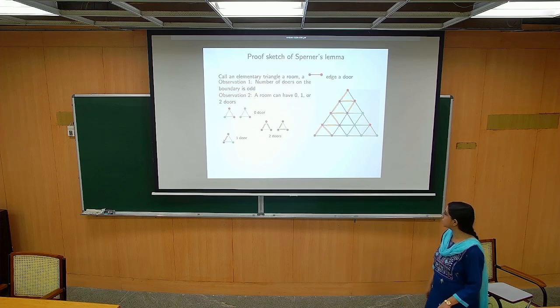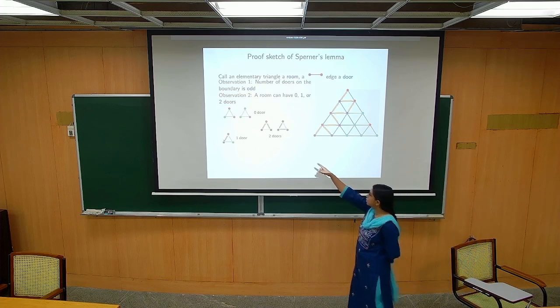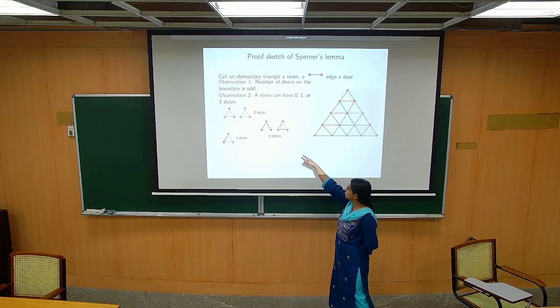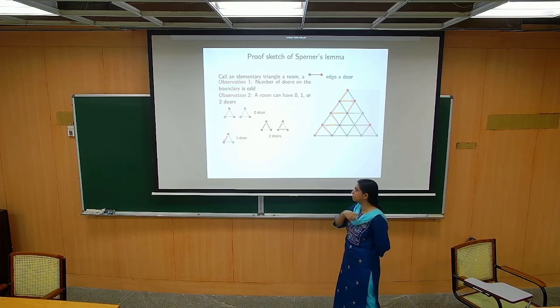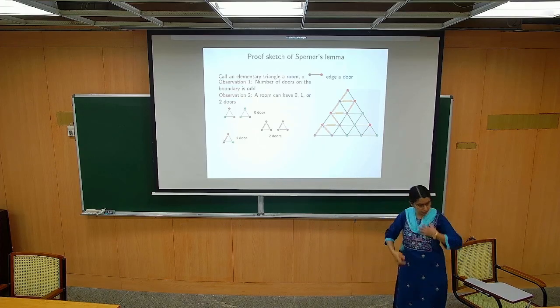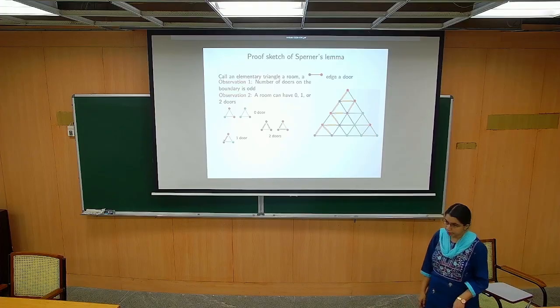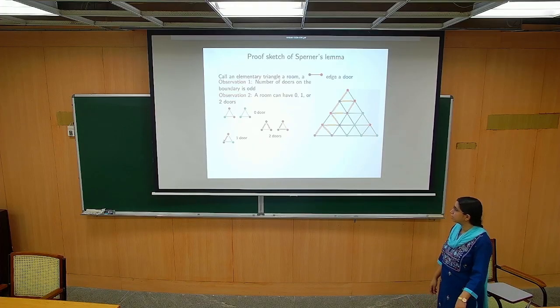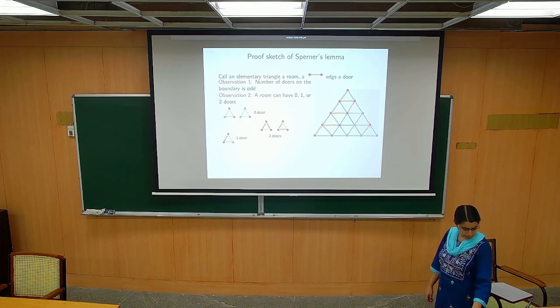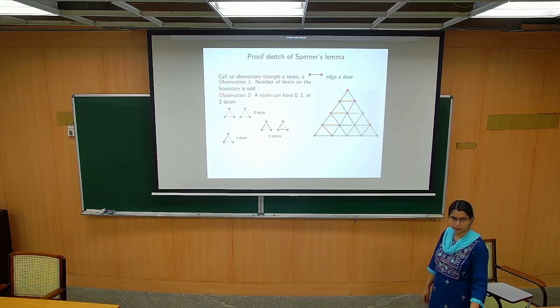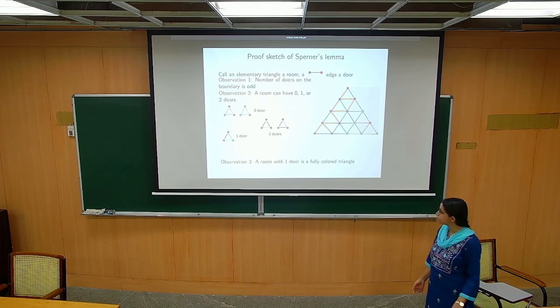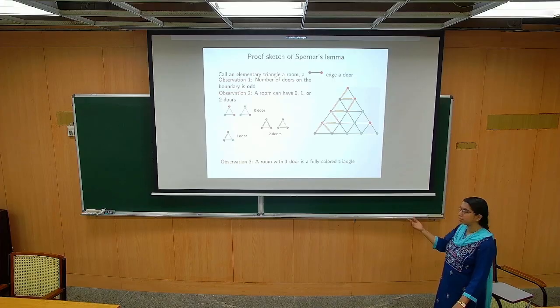Now here are some examples. So these are elementary triangles which have 0 doors. These have 2 and this one has 1. So as we see here, if we find an elementary triangle which has only 1 door, then that is the triangle that we want. So we have to essentially show that there is always a triangle that has only 1 door. So this is the one that we are looking for.